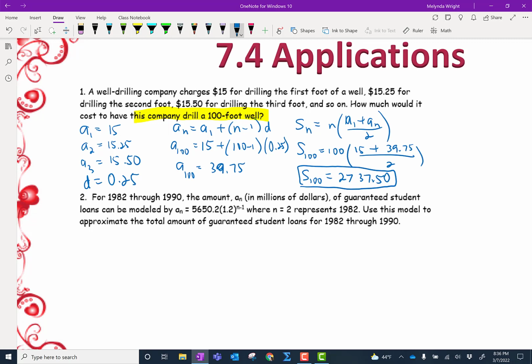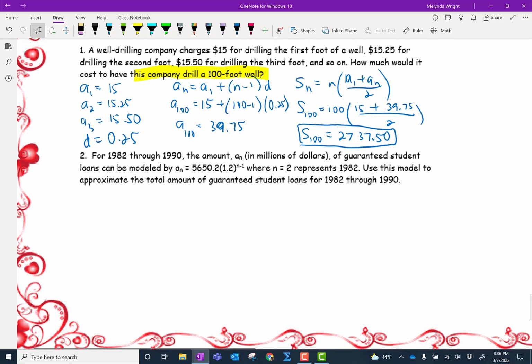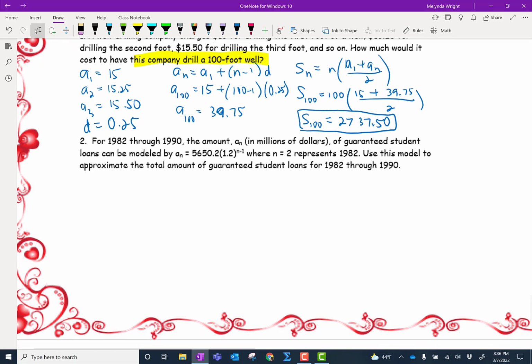That's arithmetic. Okay, we just have one more problem, and this is a little tricky. It's a little tricky, so let's kind of read through this.